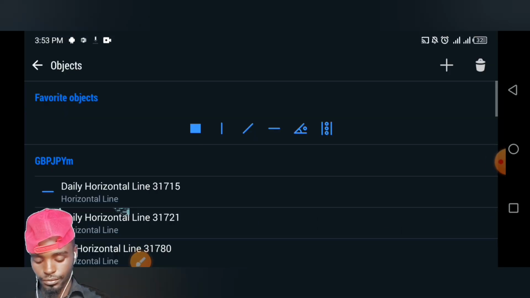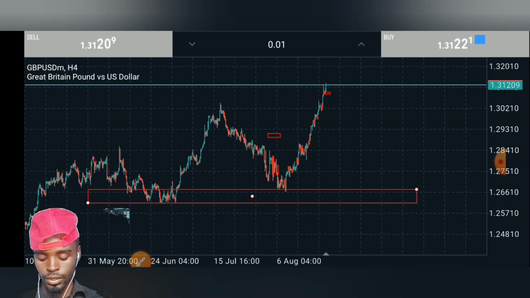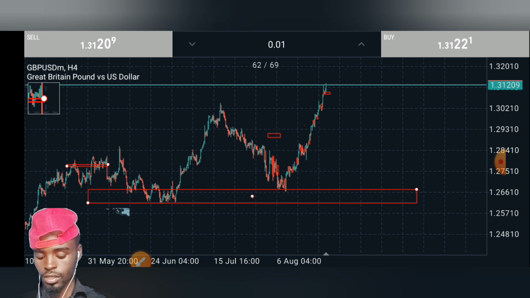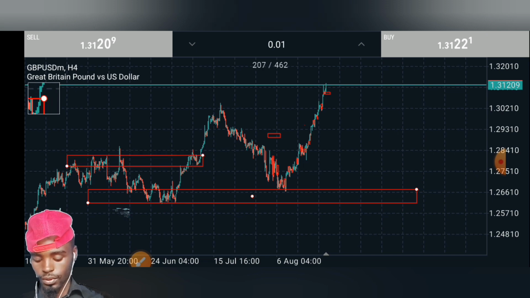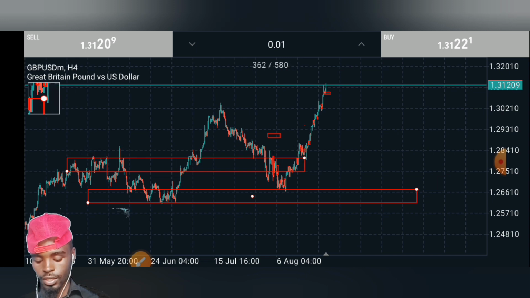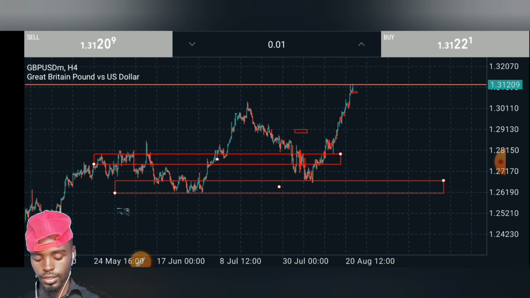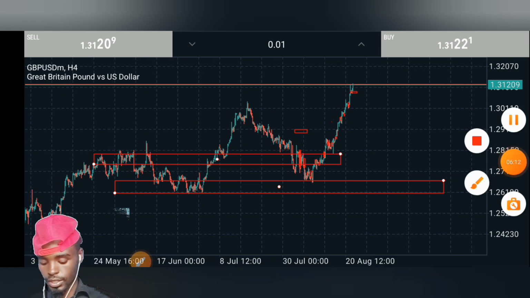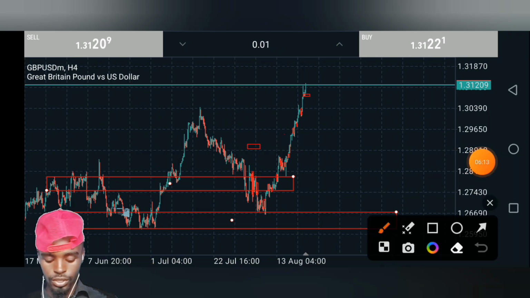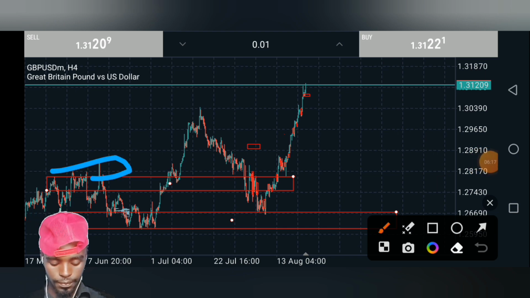So let's mark this one here. This is a good supply zone. Nice. This is another supply zone there, guys. That's nice, that's awesome.